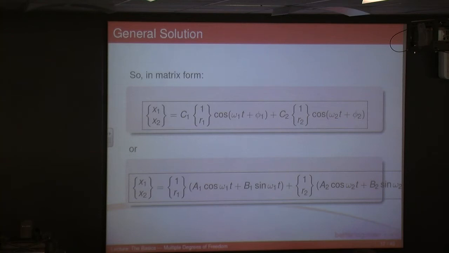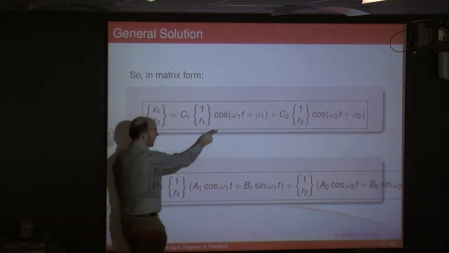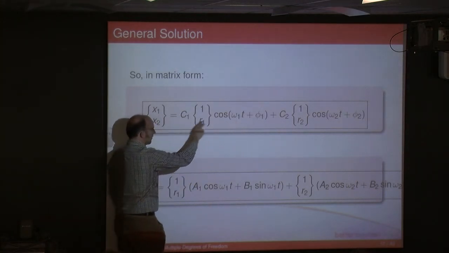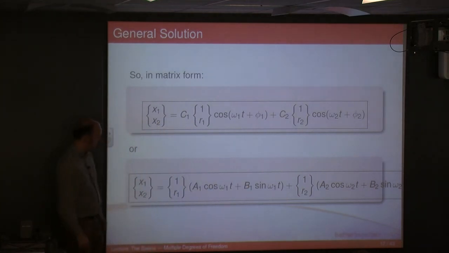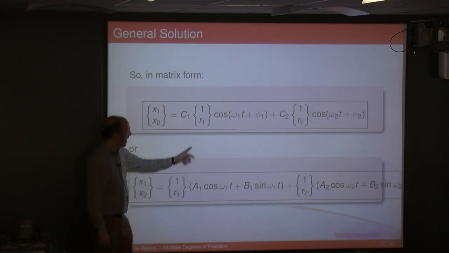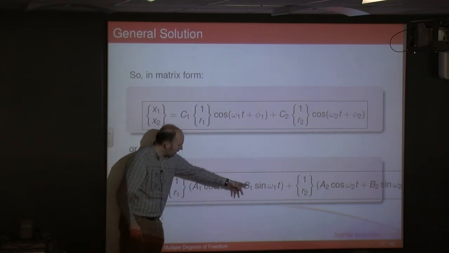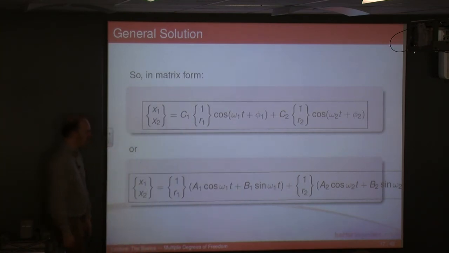Or we know that this c1 cosine(omega 1 t plus phi 1), you can rewrite that in terms of cosines and sines. And so we end up with this form of the equation where you've got the same vector here, but then you've got that different form of the sinusoid. And as you can see, that's a bit longer because it runs off the end of the slide, but you know what that says.